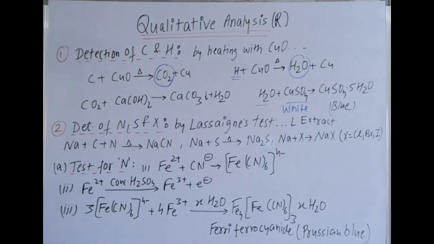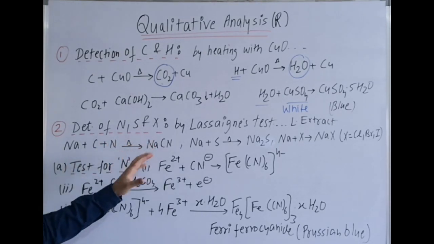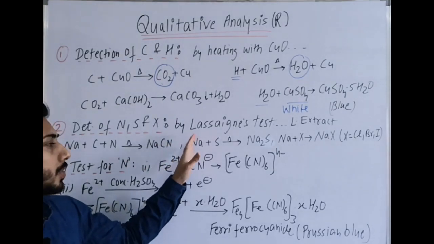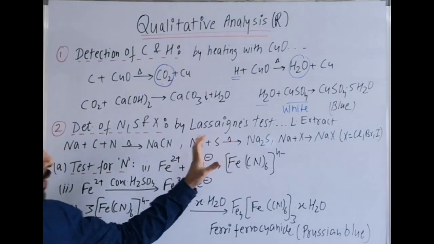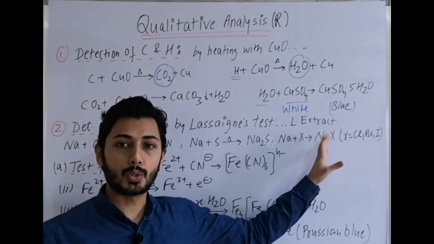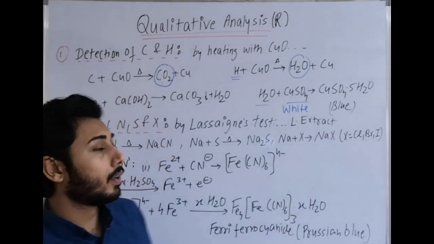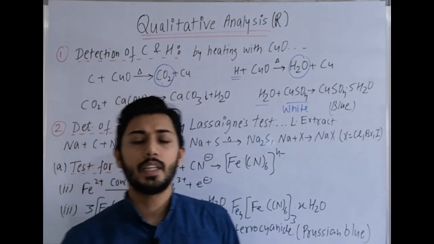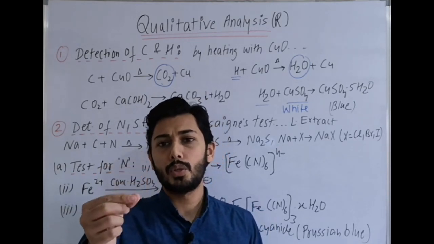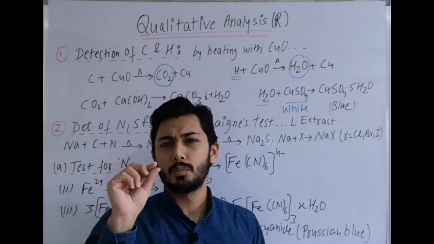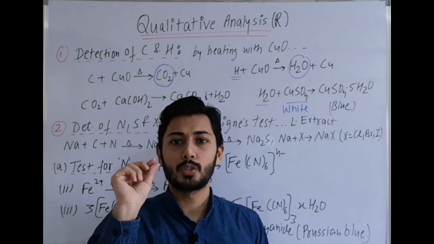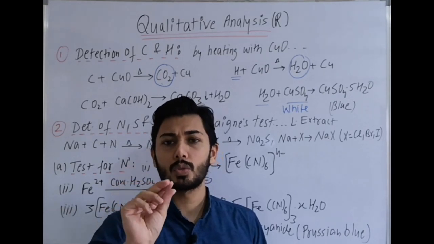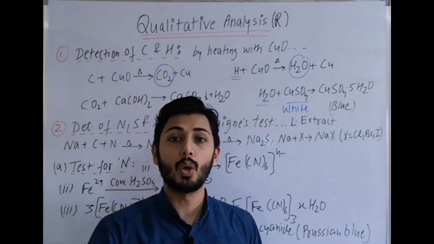Then next is detection of nitrogen, sulfur and halogens. So here we can detect them by using which test? Lassaigne's test. And what do we prepare? We prepare Lassaigne's extract. Now in this experiment of Lassaigne's test, what do we take? We take an ignition tube. In that we put a small, pea-size piece of sodium metal and heat it so that the sodium metal is converted to a shiny globule.